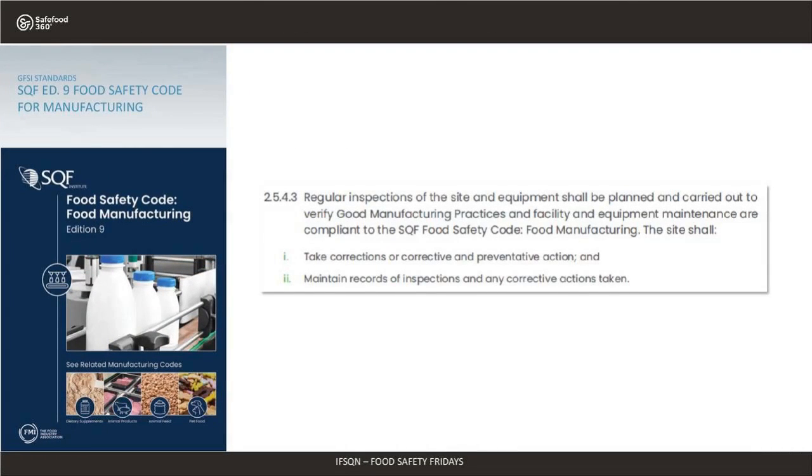SQF edition 9, similarly: regular inspections of the site and the equipment shall be planned, that's scheduled, and carried out to verify that the practices are in place. You need to take corrective actions and maintain records. So again, we can see that there's a clear requirement for these.